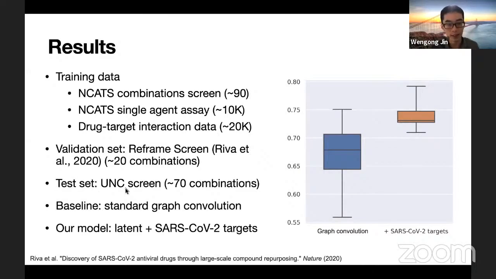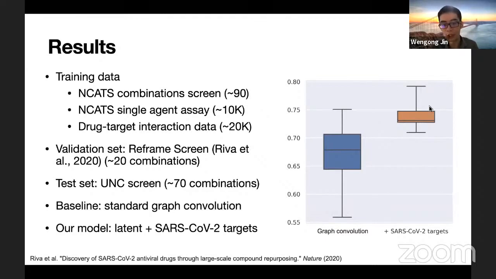And the test set is comprised of this drug combination screen from UNC. They have around 70 drug combinations with labeled synergy or antagonism. So we actually have more results of different ablation studies of the model, but just for simplicity, let's just compare our model with respect to standard graph convolution.